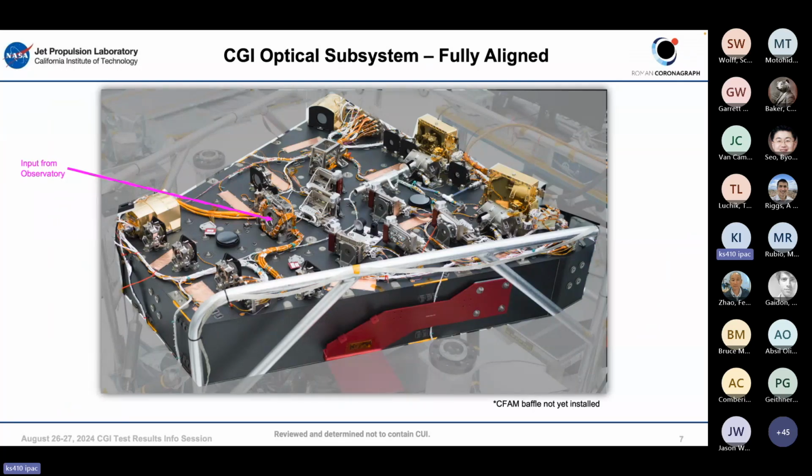Okay, so here's a picture of the aligned optical bench. You can see if you look top down on that, it has a whole bunch of cables and optics mechanisms, interfaces, and it looks very cluttered, but it is a very complex optical instrument.